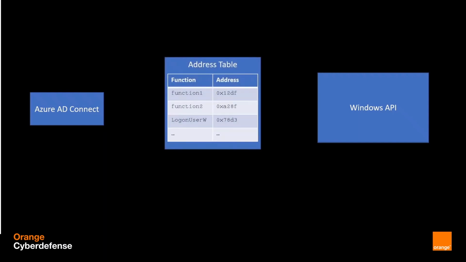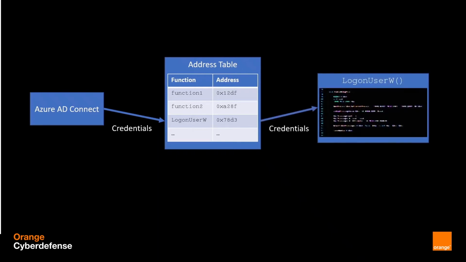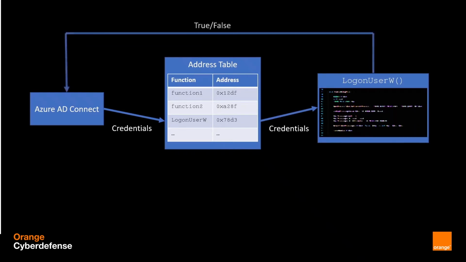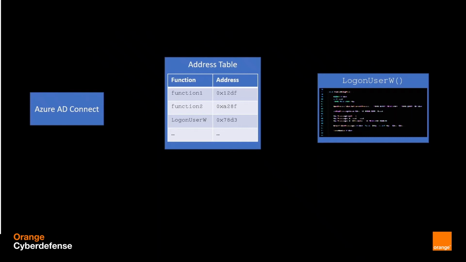Azure AD Connect calls a very specific function named LogonUserW from the Windows API. The addresses by which to call these functions are managed in the import address table. AD Connect therefore consults the table for an address to call this function and then passes the credentials onto the function at that address. After processing, LogonUserW will return a Boolean value back to the program.